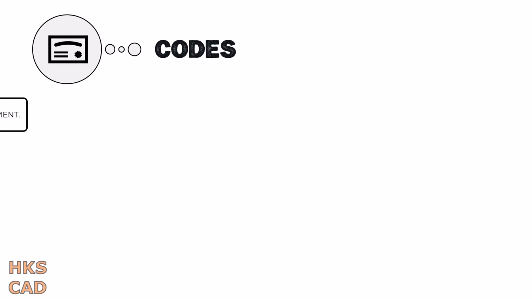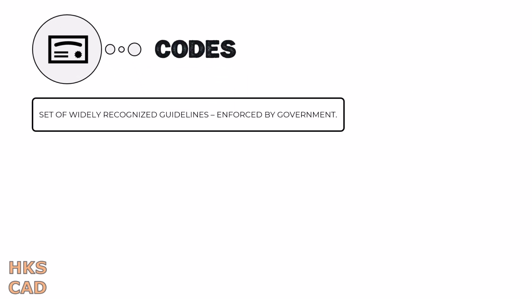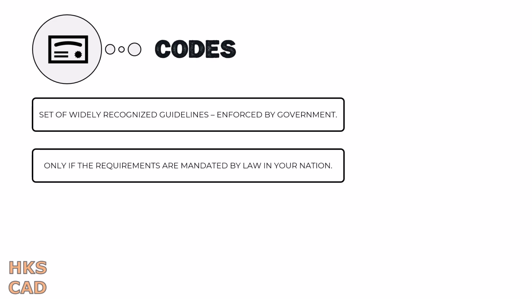Now, let's see what are codes. Codes are a set of widely recognized guidelines that specify what must be done. A standard becomes a code when it is incorporated into a business contract or is approved by one or more governmental entities and becomes legally enforceable.